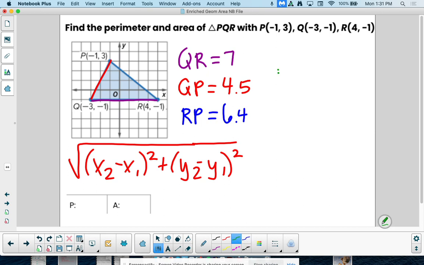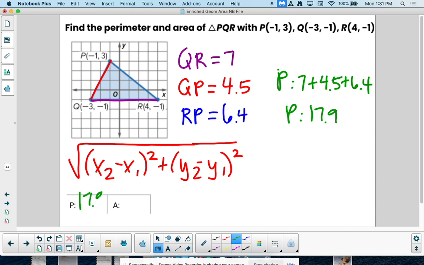All right, perimeter. Let's add them up. Tell me what you get. 17.9. I also agree. And what's the unit? You just say 17.9 units.